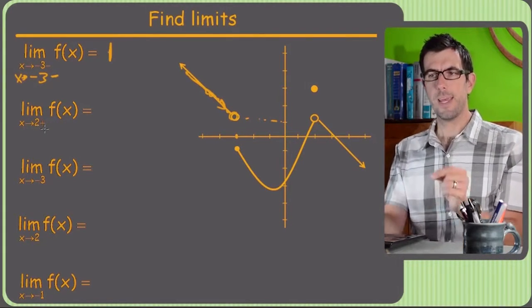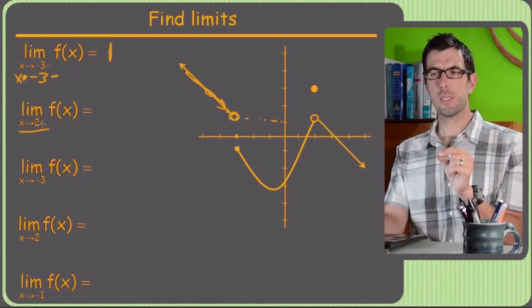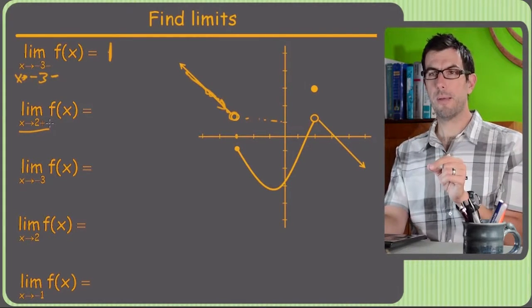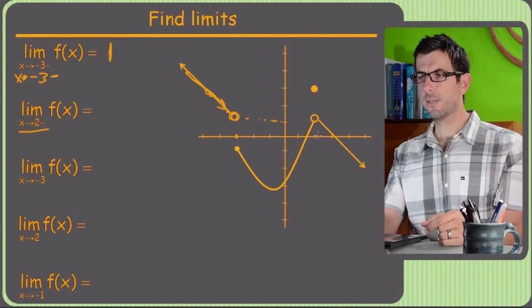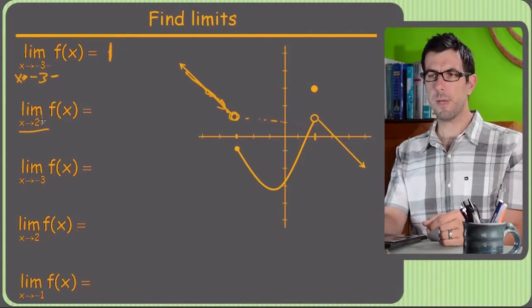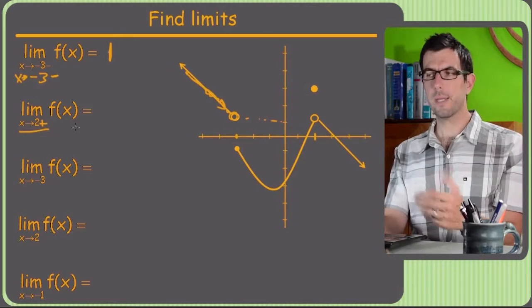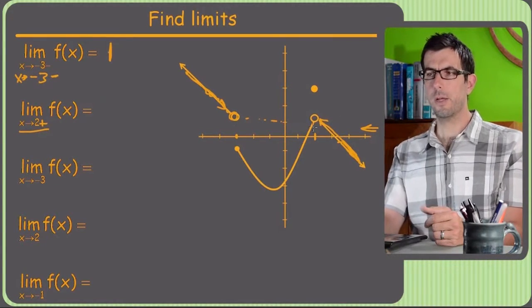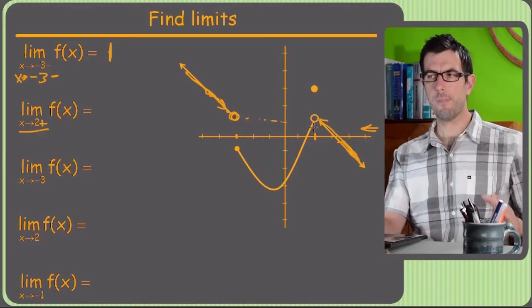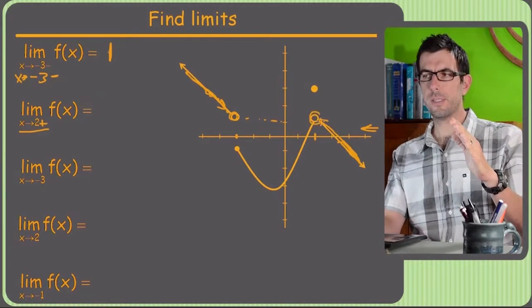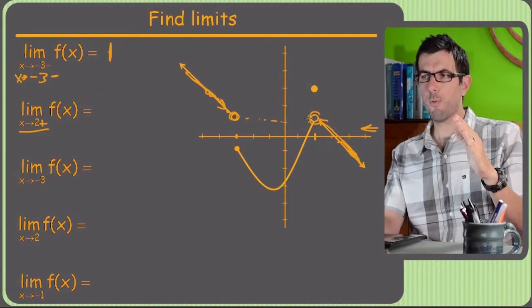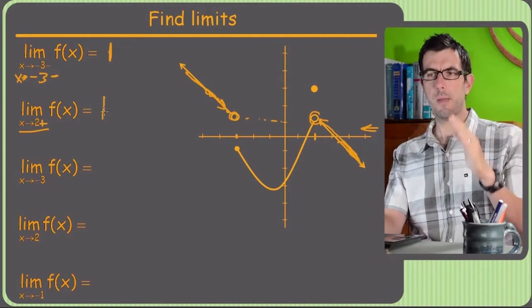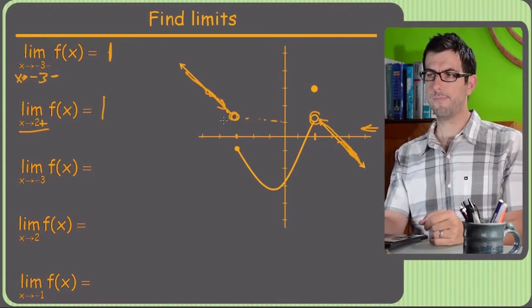All right, so next one, x approaching 2 from the positive direction. All right, so here's 2, and it's got a little plus behind it, meaning we're approaching 2 from the right. So we're coming x this way, which means we have to be going up this graph right here, and we're headed towards that point right there. So what point does it look like we're headed for as we approach this dot? Well, it looks like we're headed for the dot which has a y coordinate of 1. So our limit approaching 2 from the right is 1.